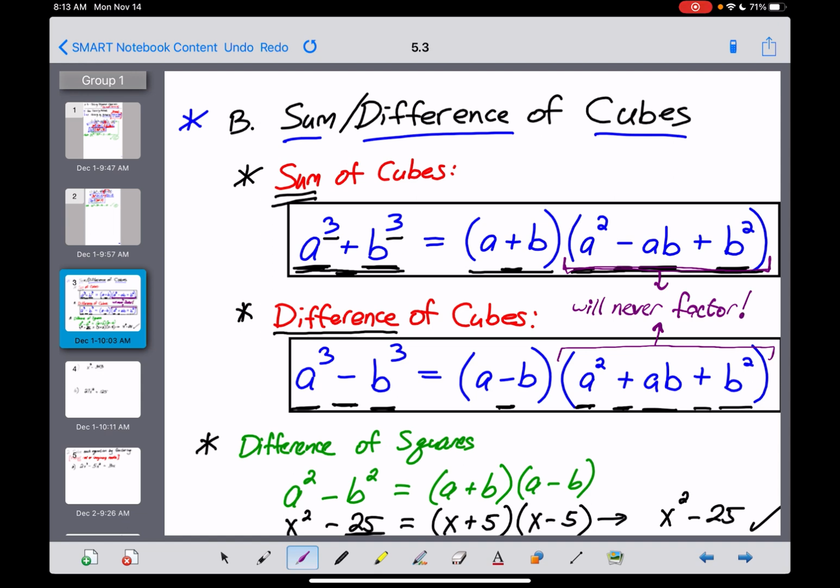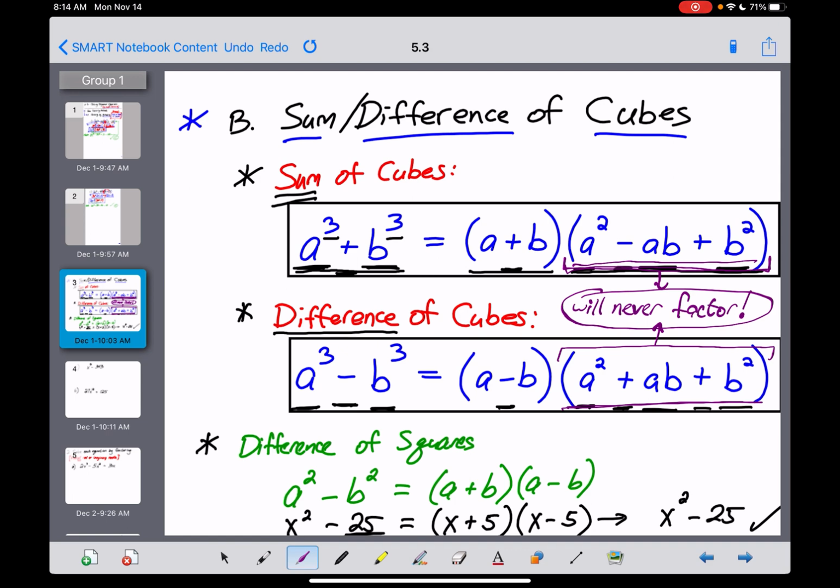So when you do start working here on factoring a sum or a difference of cubes, when you get this ugly trinomial here for a sum of cubes or this ugly trinomial here for the difference of cubes, you don't have to worry about factoring those any further. Those two expressions right there are never going to factor. So let's keep that in mind as we're moving forward.